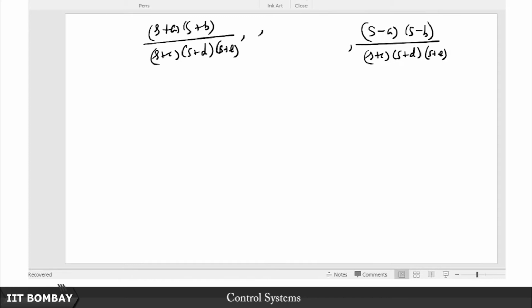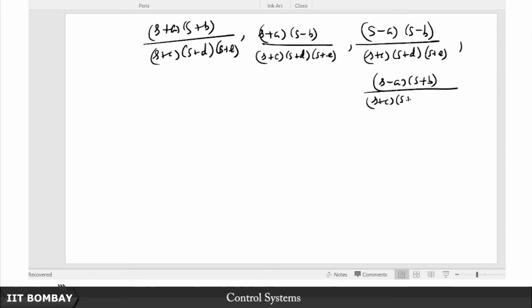Then you might also have had (s+a)(s-b) upon (s+c)(s+d)(s+e). You might have also had (s-a)(s+b) upon (s+c)(s+d)(s+e), where a, b, c, d and e are all greater than 0 and they belong to the set of real numbers. Okay. So you see all these 4 transfer functions, call this G1, call this G2, call this G3 and call this G4.